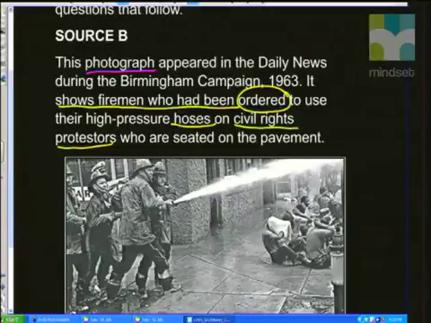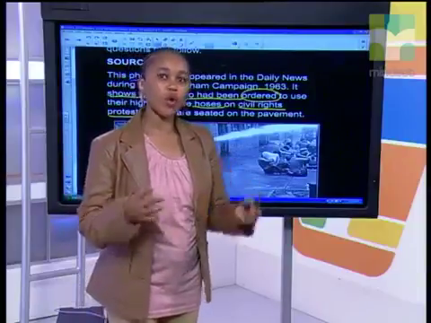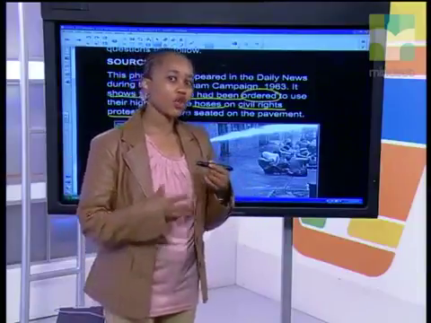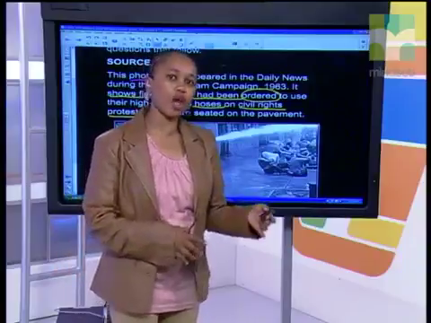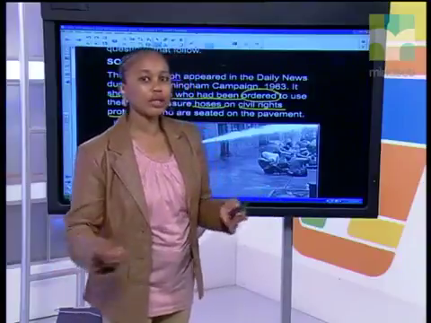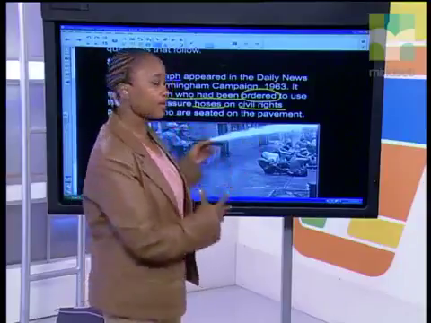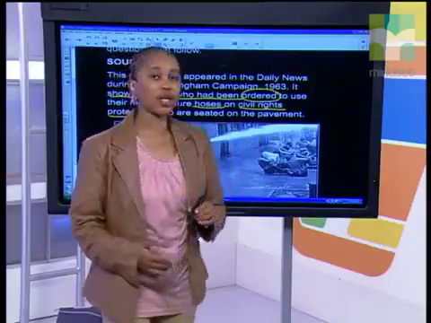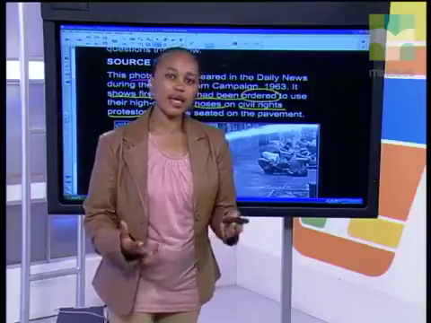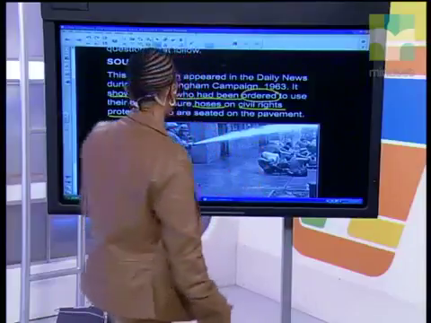So already it tells you where the different characters are. Now, when we read that written source, we did say that Bill Connor ordered his policemen to go out to the streets with their dogs and the hoses to deal with the chaos that was going on. So now, this same information is presented in a visual form. Now let's look at that.